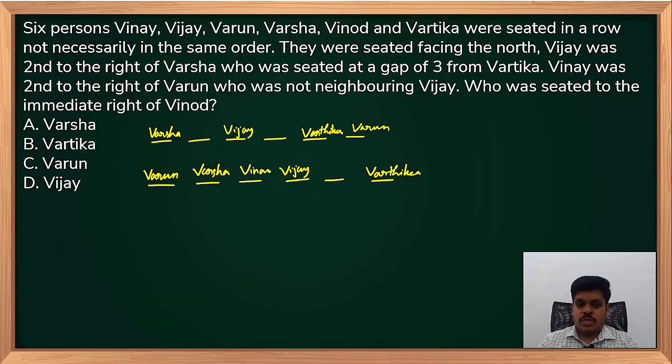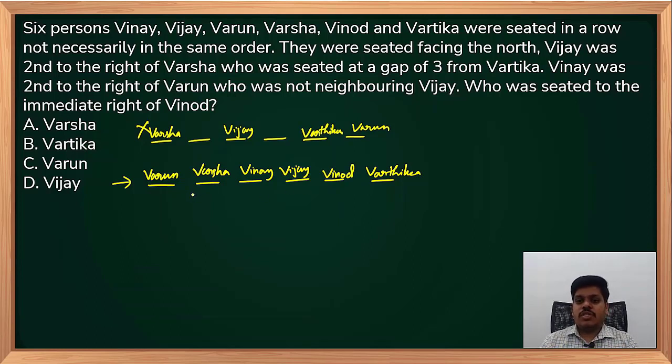So this is the position. In this position towards right, no possibility. So this cannot be a possibility. Only this can be the possibility. Then Varun, Varsha, Vinay, Vijay, and Vinod is the remaining person. So again back to the question.